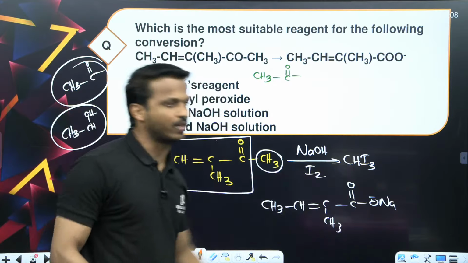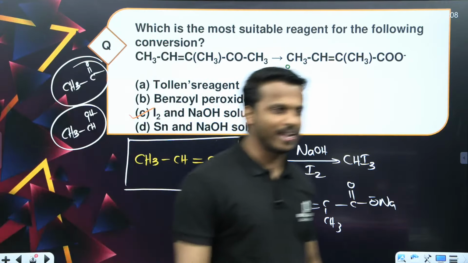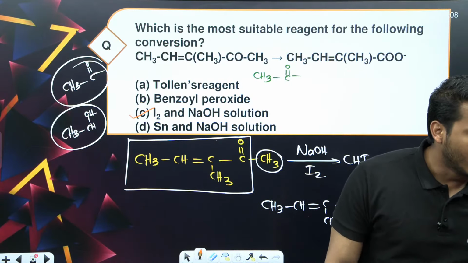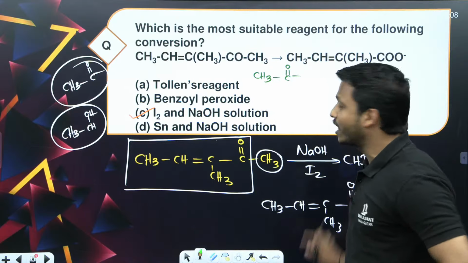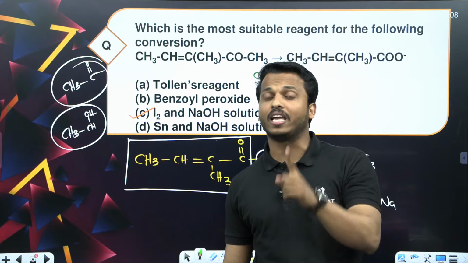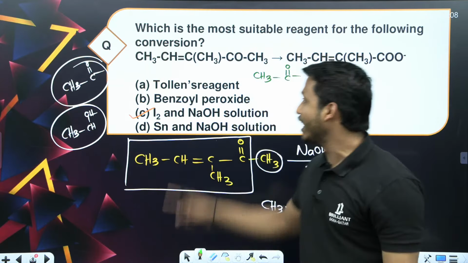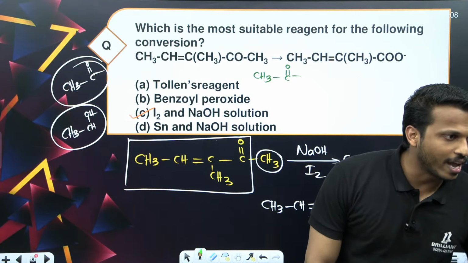I think most of the students gave the correct answer. Let's go with option C, iodine and NaOH is the reaction. Tollens reagent we know. Why can't we use it here? Tollens reagent is only given by aldehyde. Tollens reagent is only given by aldehyde. It is a ketone, so it won't give the test. Yes, dear all? Okay, clear.